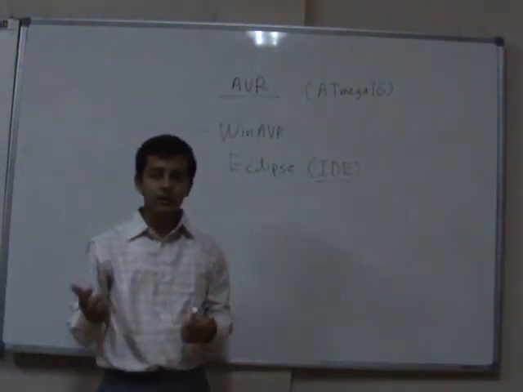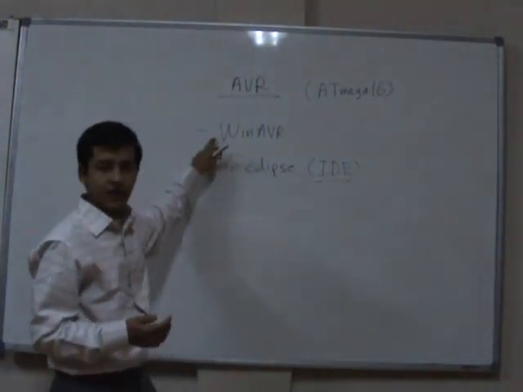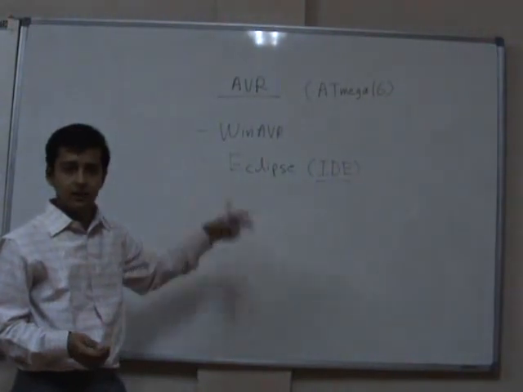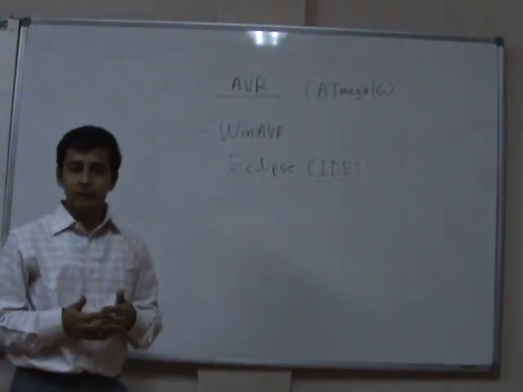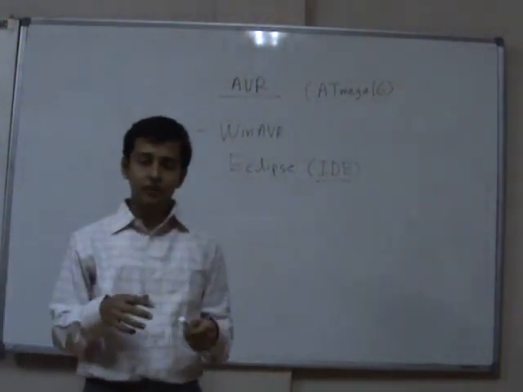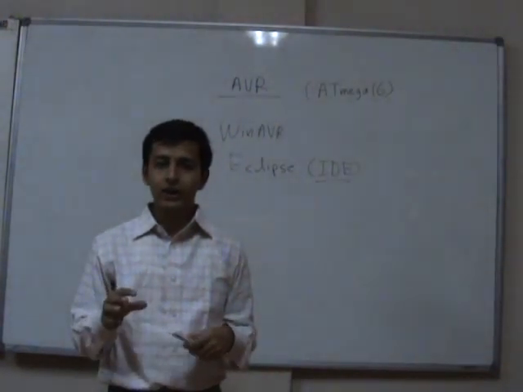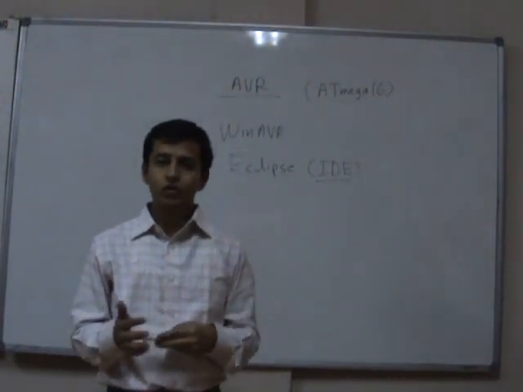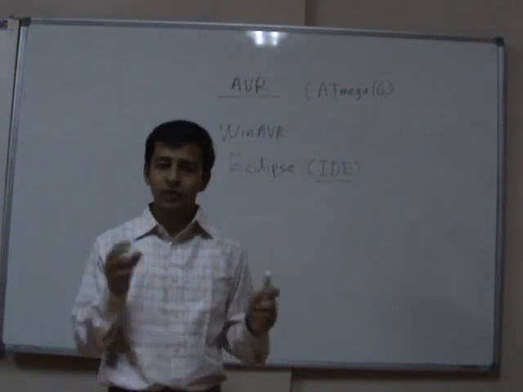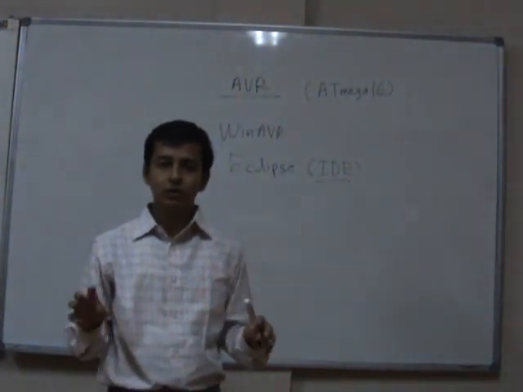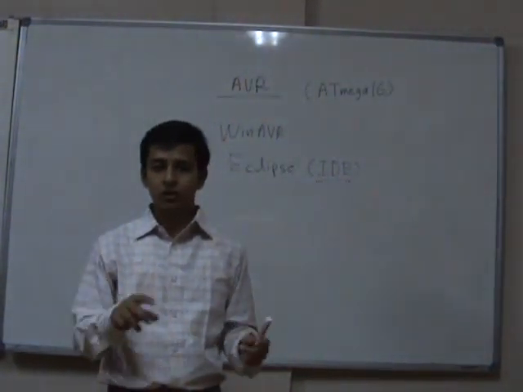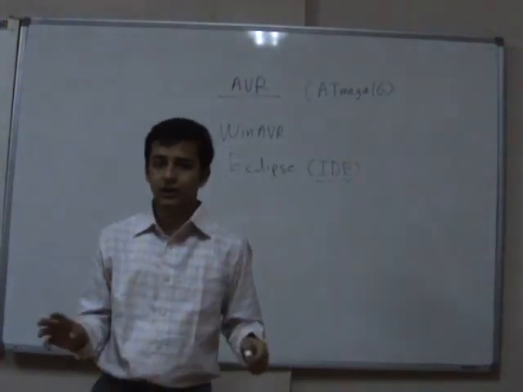So we need basically 3 tools. First is WinAVR, second is the Eclipse IDE, and third is the AVR Eclipse plugin. The CD which we will be giving you contains the Eclipse installation. You just have to copy and paste it onto your hard drive. It will be equipped with the AVR Eclipse plugin. So you just have to extract it and start using it. That's all.